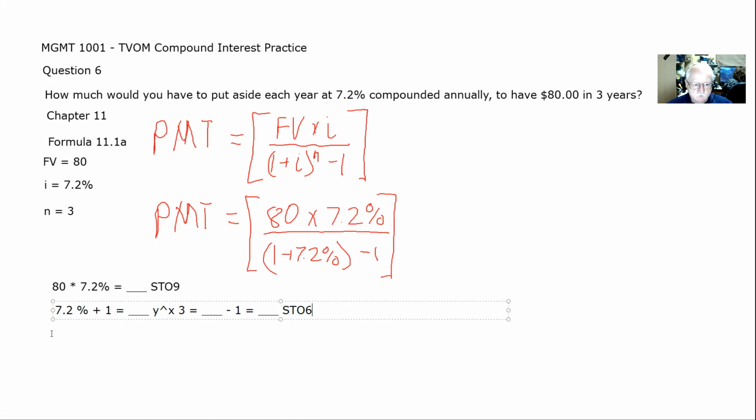So then what I can do is go recall 9 divided by recall 6 equals, and I end up getting 24.83558884. But of course, we're talking about money here, so we only want 2 decimal places: 24.84.